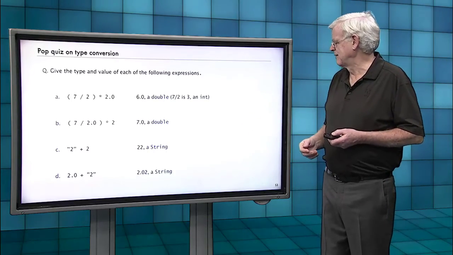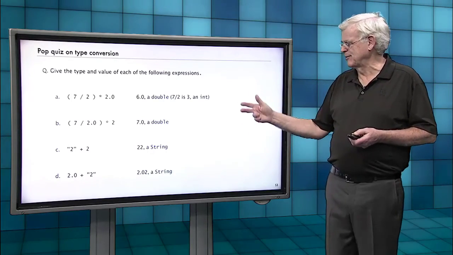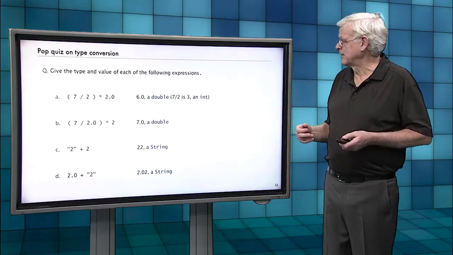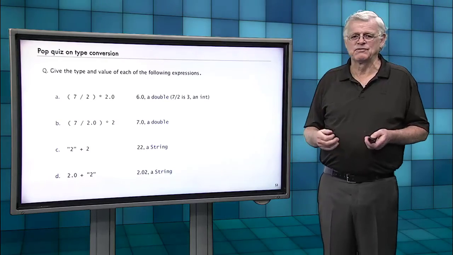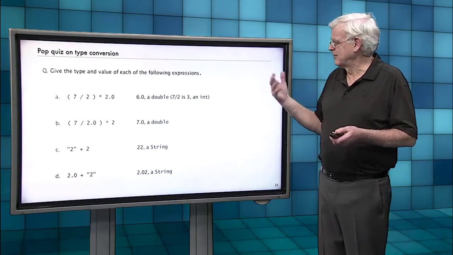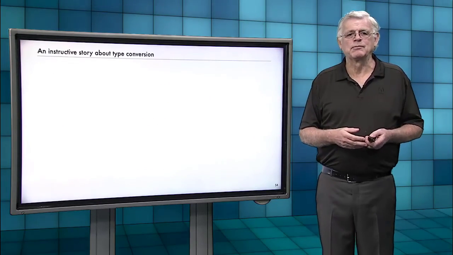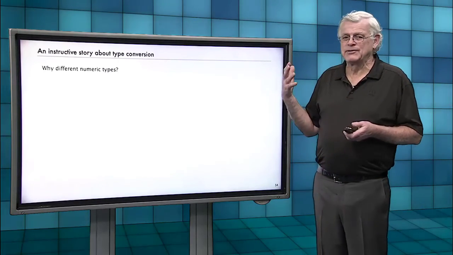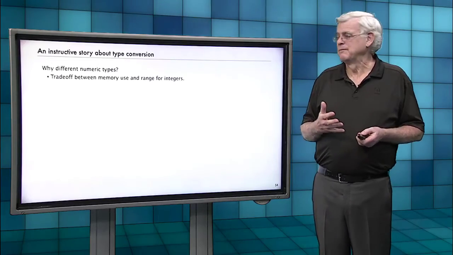2.0 plus 2, well, again, that's a string. If either argument's a string, it's going to convert the other one to a string. And so anyway, those are some examples of type conversion. And it's a good idea to work through some examples like this. So this is just an instructive modern-day story about type conversion.